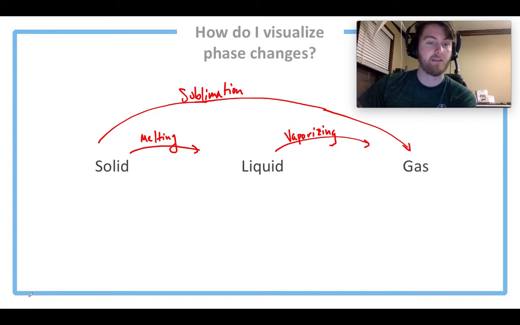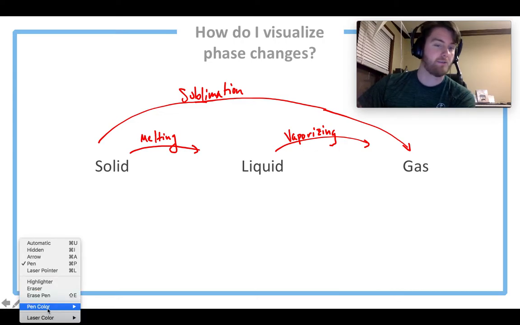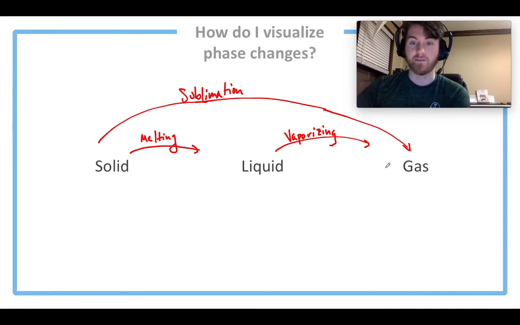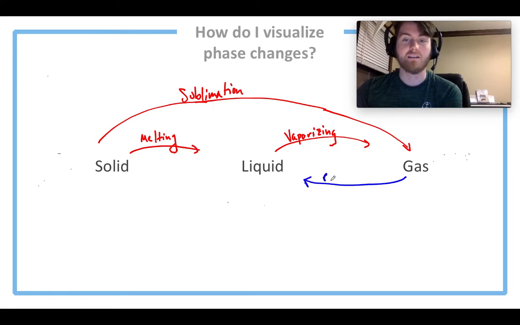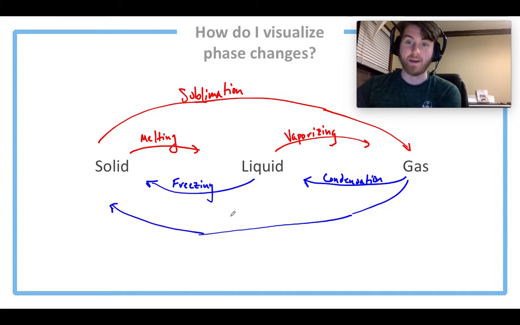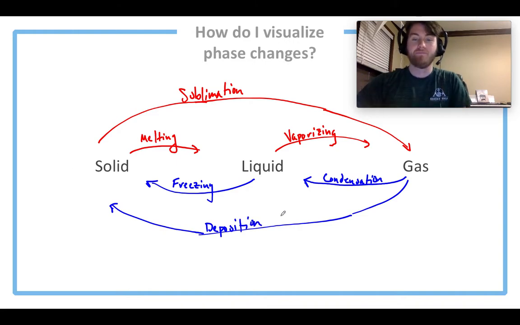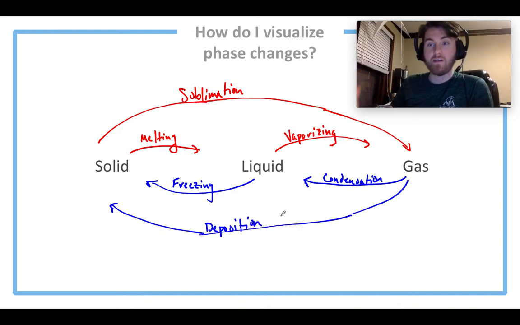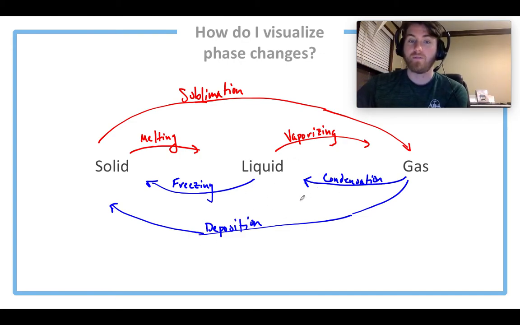You are endothermic. So now let's go the opposite direction and let's become exothermic. So I'm going to change to blue and let's go the other direction. So gas back to a liquid. If I go from a gas to a liquid, I am condensing. So condensation. If I go from a liquid to a solid, I am freezing. And then finally, the big odd one, gas all the way over to a solid. This is deposition or depositing. So I write deposition.